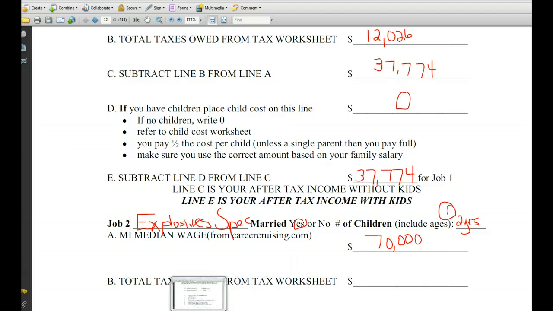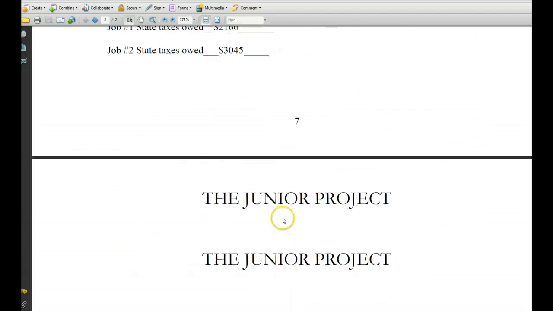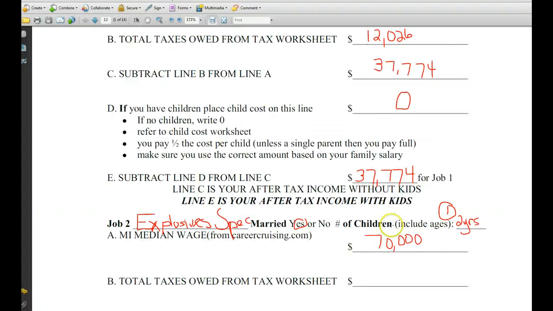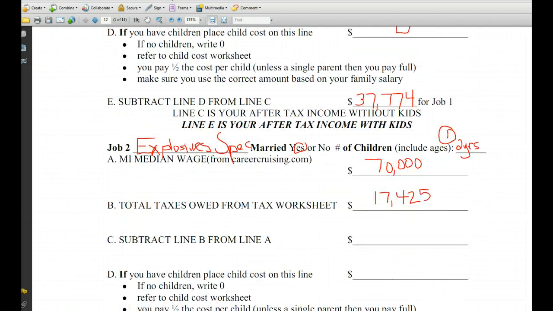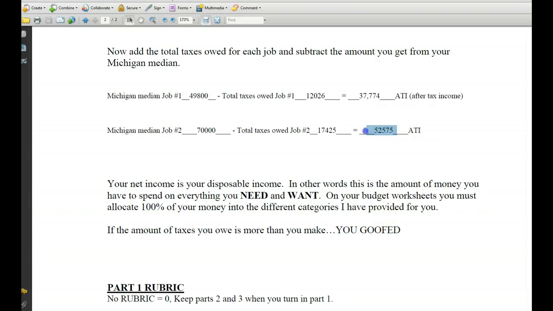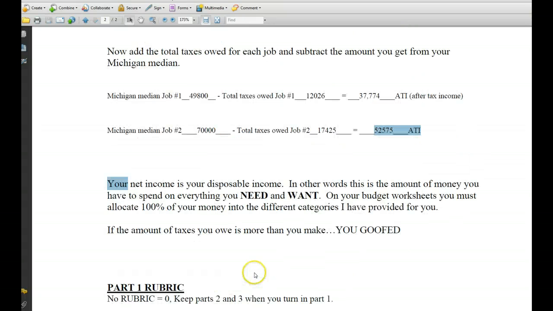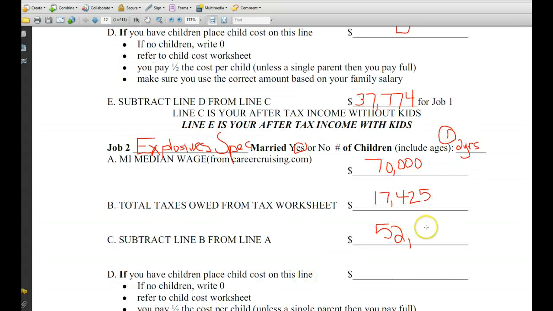Let's go back to my taxes page. My total taxes is $17,425. I subtract those, and that gives me this answer. So we want 52,575.